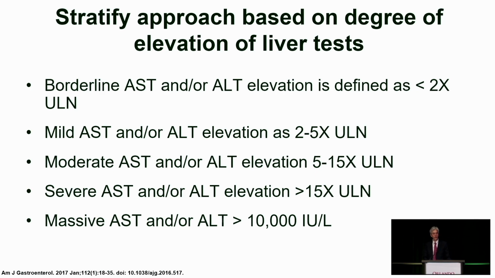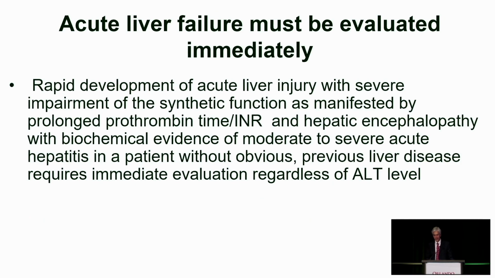So stratify your approach based on the degree of AST and ALT elevation. So we have borderline elevations, particularly now that the AST, ALT upper limit of normal is low, you don't need to go rigorously evaluate every ALT that's 50, but you do need to assess these. When they become higher, you need to be a bit more proactive in your evaluation, and obviously with higher levels, you really need to evaluate quickly.